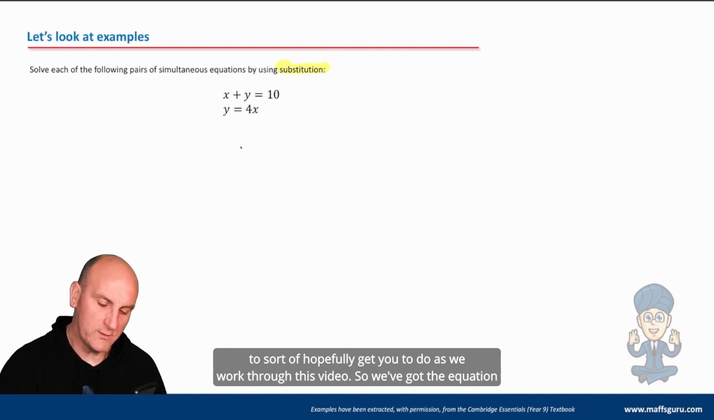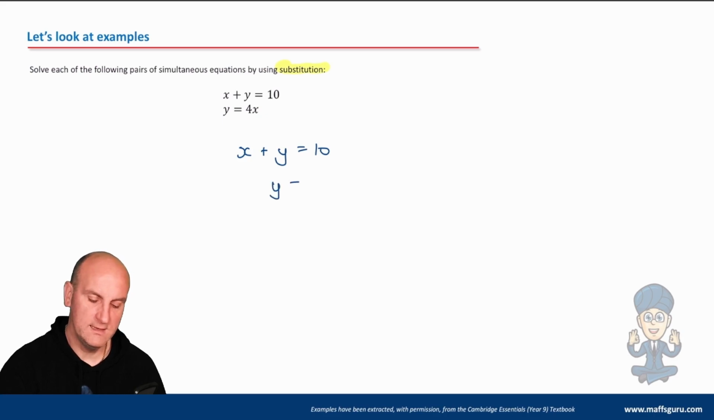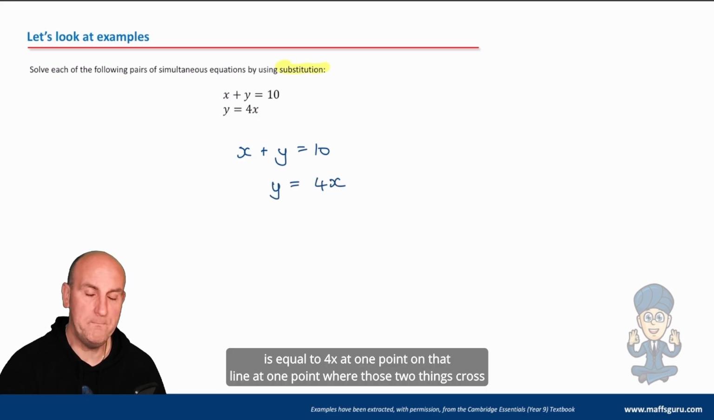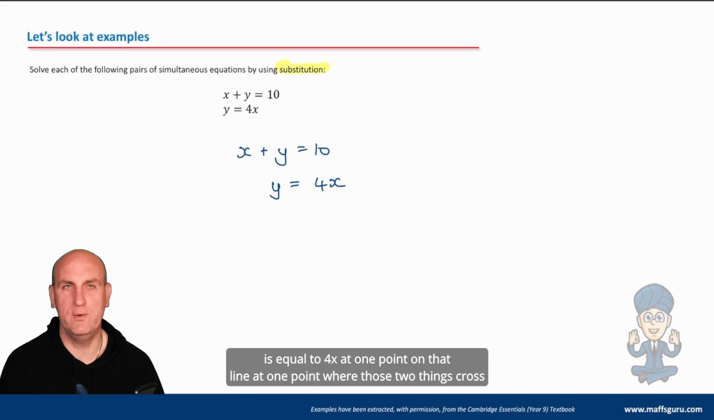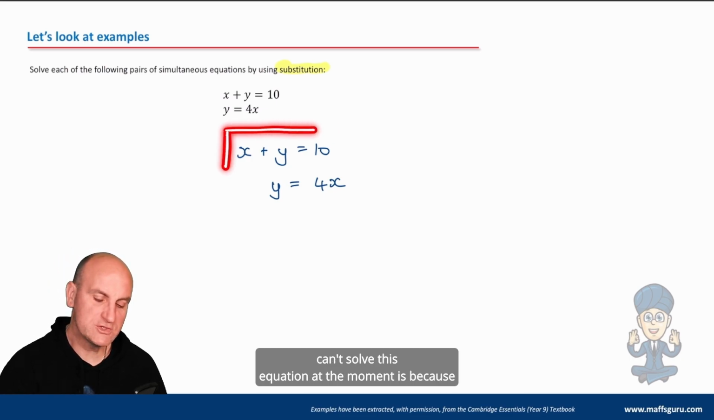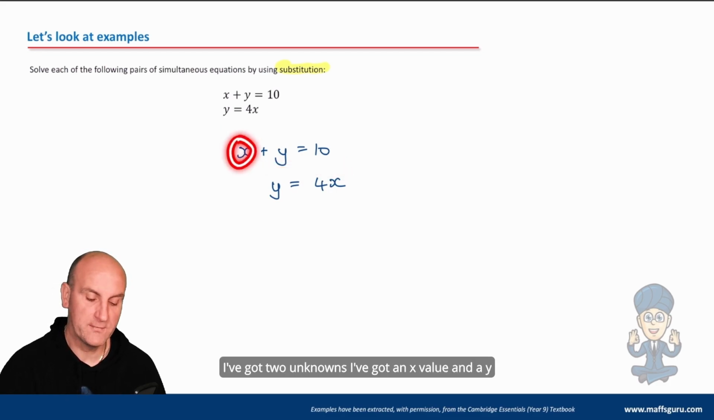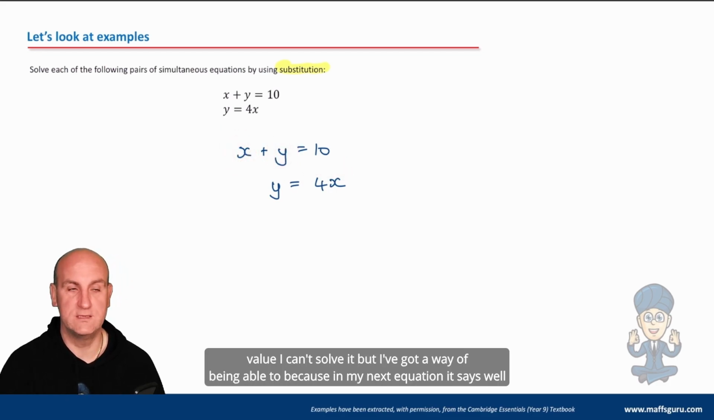So, we've got the equation x plus y equals 10. That's just a straight line. But we are told on my next line that y is equal to 4x. At one point on that line, at one point where those two things cross, the y value is equal to 4 times the x value. Now, what does substitution mean? The reason we can't solve this equation at the moment is because I've got two unknowns. I've got an x value and a y value. I can't solve it, but I've got a way of being able to.